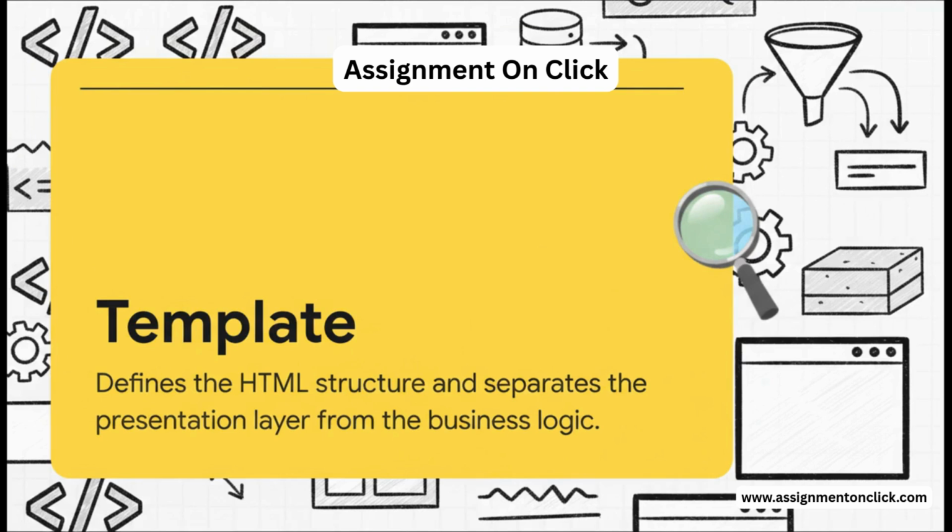A template is basically just an HTML file, but with a little bit of Django magic sprinkled in. And its most important job is to create a clean separation between how the page looks, the presentation, and the Python logic that makes it work. And this is a huge deal. It means your web designer can be off perfecting the HTML and CSS, while you, the developer, are focused on the Python code, and you never have to step on each other's toes.